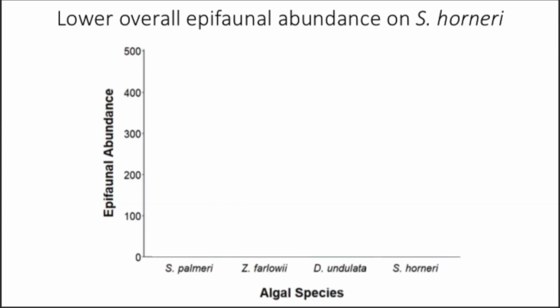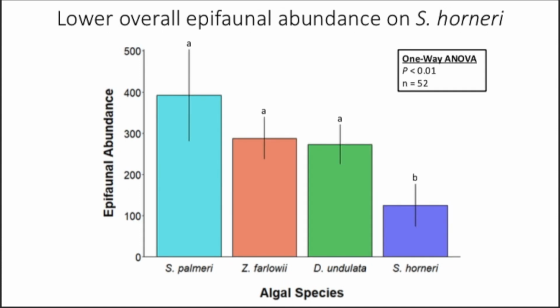I have my epifaunal abundance on my y-axis and again my algal species on my x-axis. There is just a significantly lower abundance of inverts on the invasive alga compared to the 3 natives. So this to me tells me that this is why the fish just weren't foraging as much among the invasive, because their prey just wasn't there.